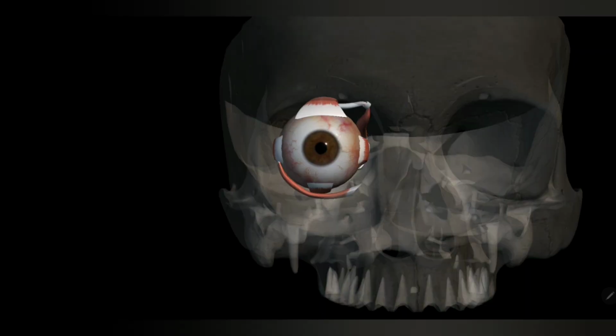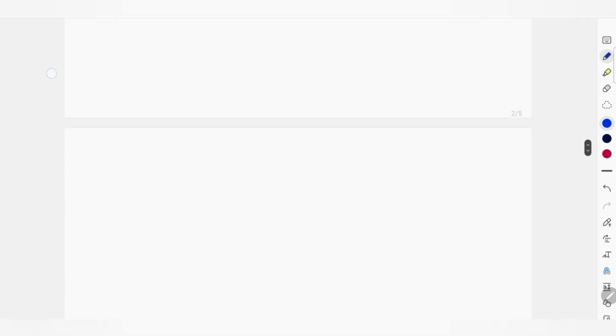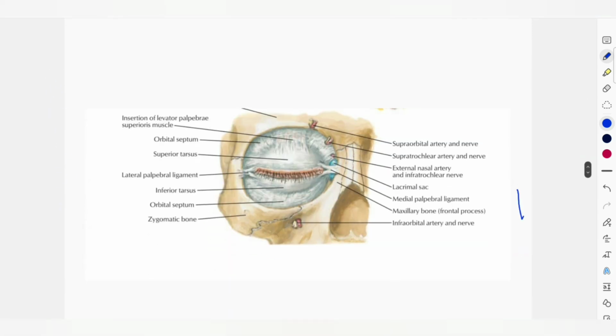Now, if we talk about the insertion, the levator palpebrae superioris is getting inserted at the superior tarsus and skin of superior eyelid. For that, you should know where the superior tarsus is present. From this image, you can see this portion, this one. This is the superior tarsus. This whole is the superior tarsus, and you can very clearly see the insertion of levator palpebrae superioris muscle, this one. Here it is getting inserted.